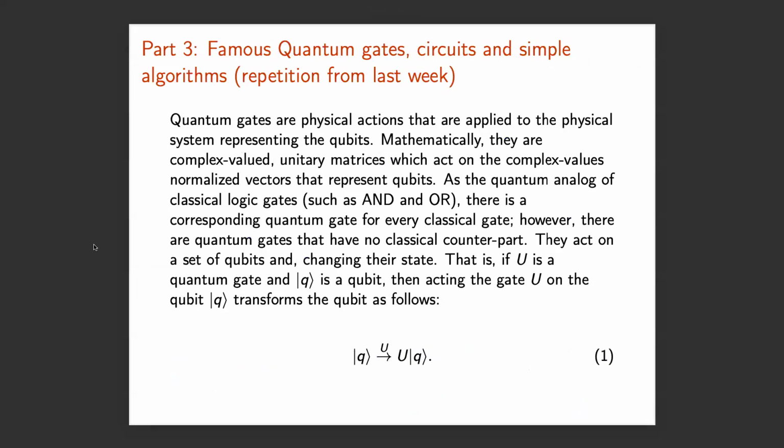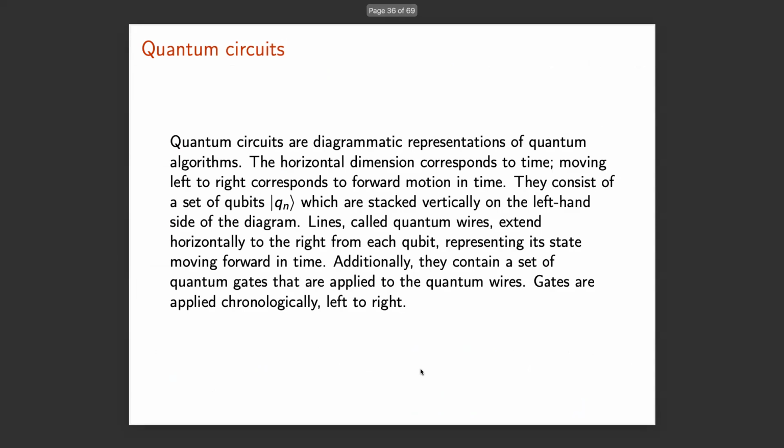What we are doing now is that we are taking some qubit and we are performing a transformation to a new state. And we typically rewrite that as gates and circuits. And quantum circuits are then, as we discussed also last time, a diagrammatic representation of quantum algorithms. And the horizontal dimension corresponds to time. So you can think of you applying this unitary transformation time by time. And you move typically from the left to the right, which corresponds to forward motion in time. That's a kind of standard way of interpreting these circuits.